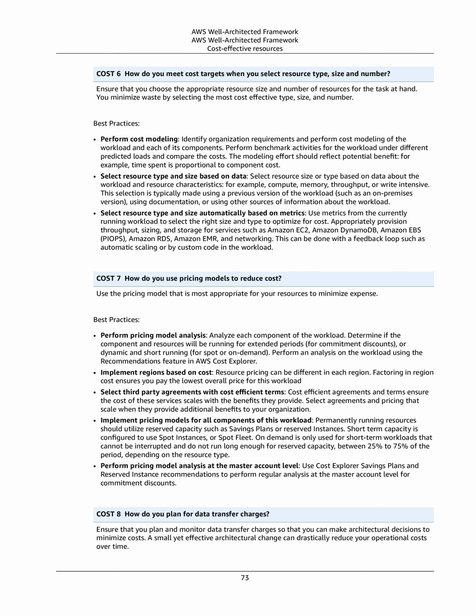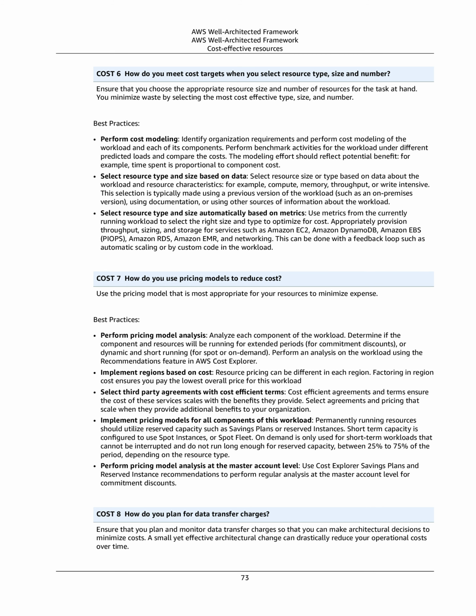This selection is typically made using a previous version of the workload, such as an on-premises version, using documentation, or using other sources of information about the workload. Select resource type and size automatically based on metrics. Use metrics from the currently running workload to select the right size and type to optimize for cost.